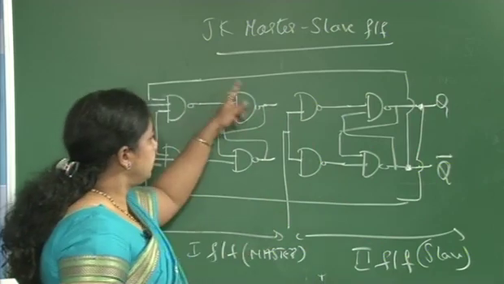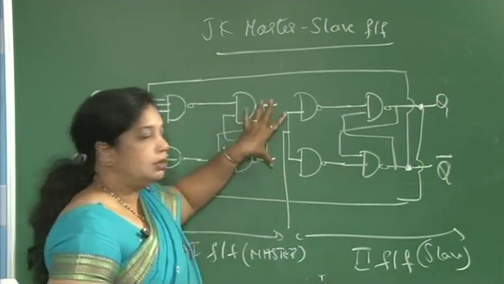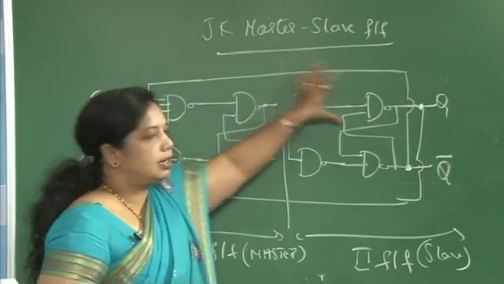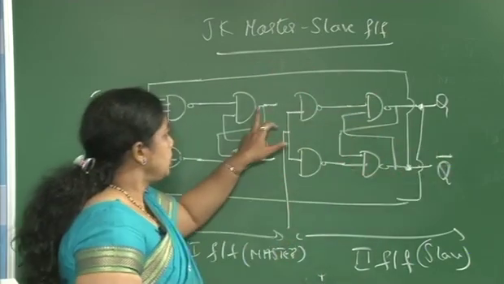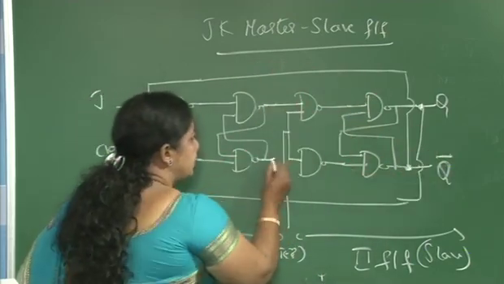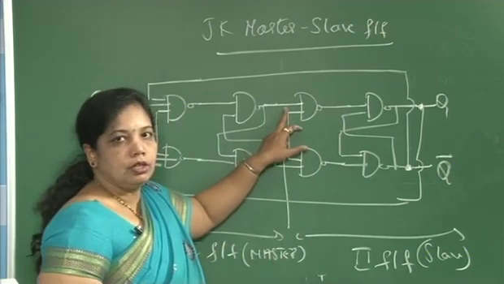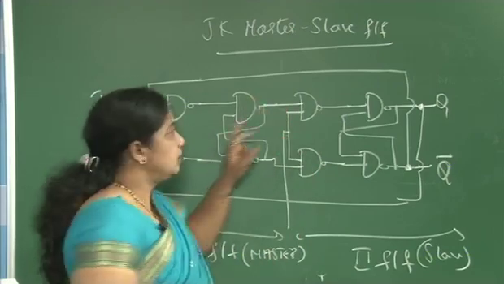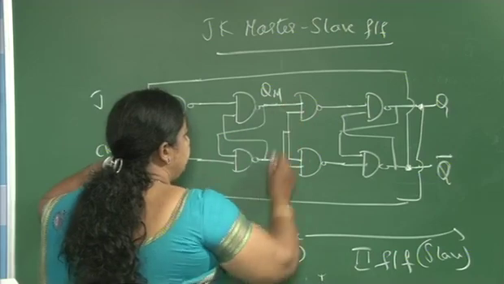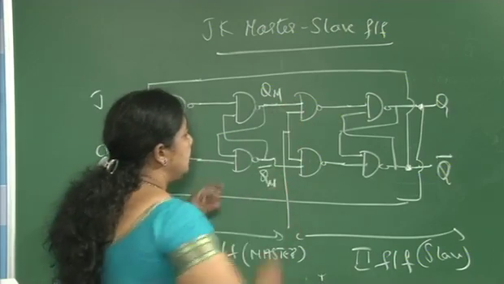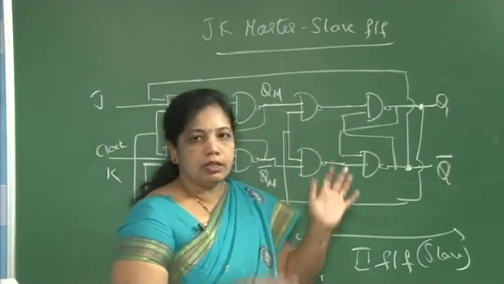So instead of connecting the feedback connection over here, as we discussed earlier, I have connected it to the second stage. So what I should do here is join the first stage to the second stage. The output of the master, which I treat as QM complement, is connected as an input to the slave.